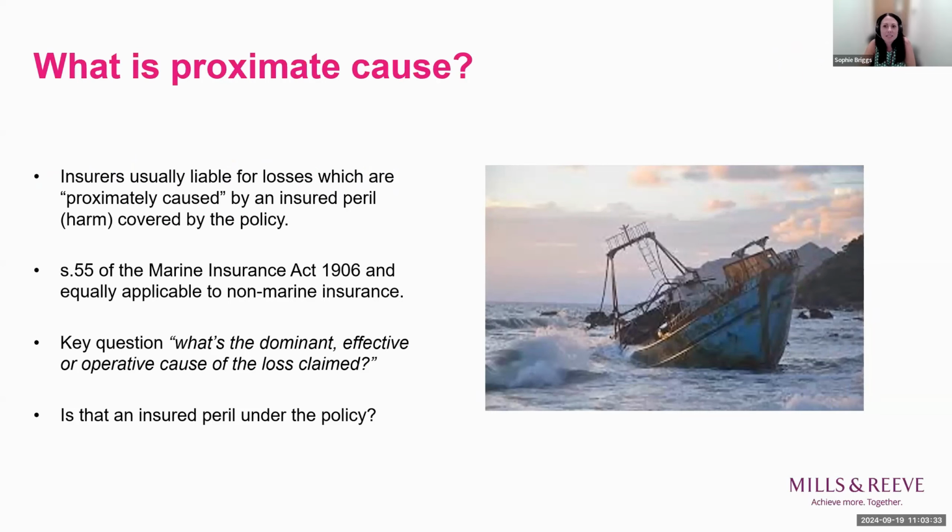Thanks, Neil. So the starting point under any policy of insurance is that unless the policy provides otherwise, the insurer is liable for losses which are proximately caused by an insured peril or harm under the policy. Conversely, the insurer is not generally liable for any loss which is not proximately caused by an insured peril. Those basic principles are enshrined in Section 55 of the Marine Insurance Act 1906, but they also apply equally to non-marine insurance. So rather unhelpfully, the Act doesn't define what proximately caused actually means, and the courts have grappled over the years about exactly how to define it.